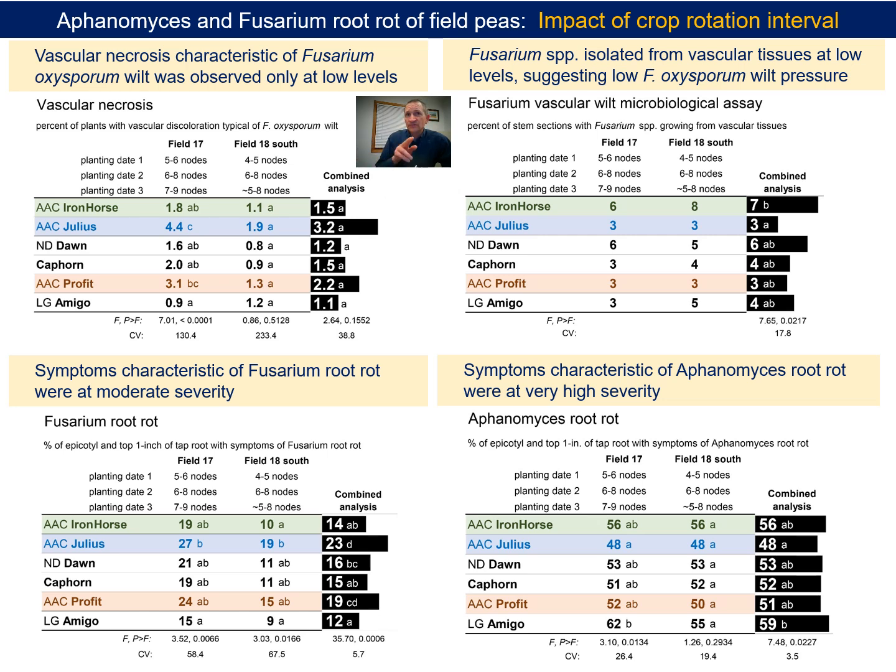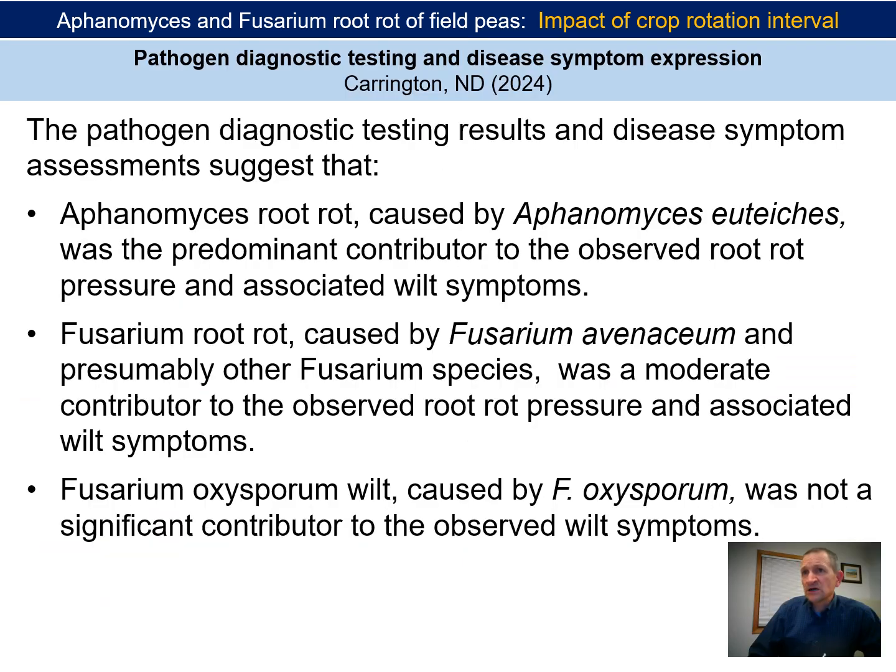Now, what you'll see with the Fusarium root rot severity is that it was at moderate levels, and the symptoms characteristic of Aphanomyces root rot were at very high levels. This coincides with what we just saw in the diagnostic testing, in that the diagnostic testing said that we had lots of Aphanomyces, moderate levels of Fusarium root rot, and it didn't detect Fusarium oxysporum at all. So again, the symptoms are very consistent with what we saw with the diagnostic testing.